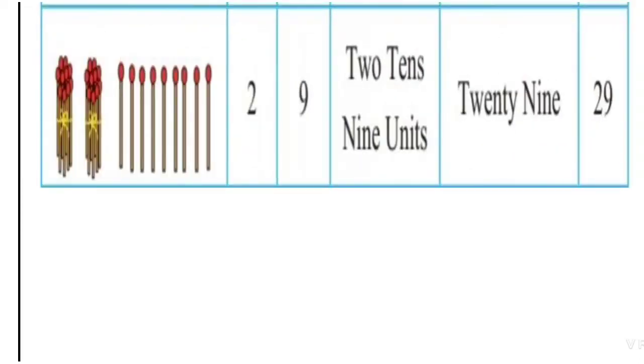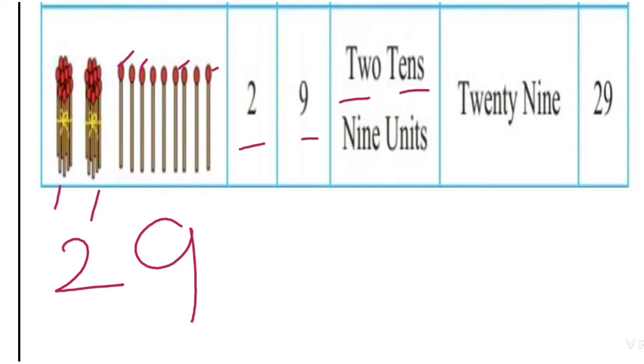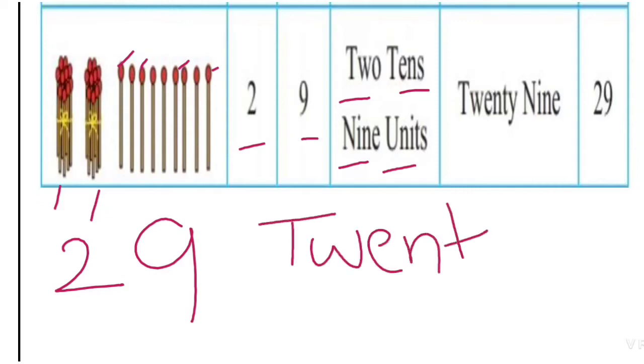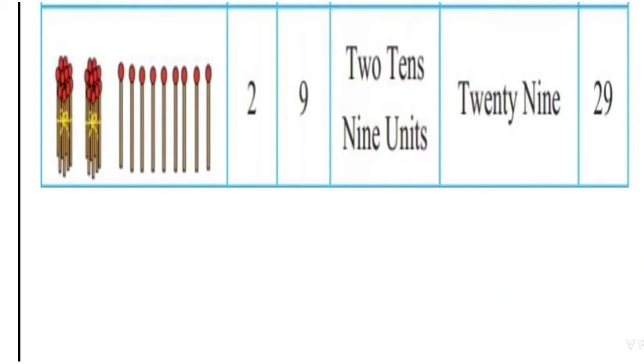2 tens 9 units 29. In this picture there are 2 bundles of 10 matchsticks. It means these are 2 tens and 9 more matchsticks. 2 tens 9 units 29. TWENTY 20, NINE 29.